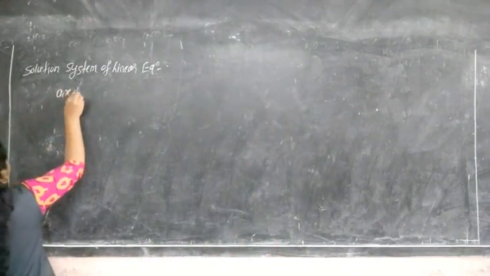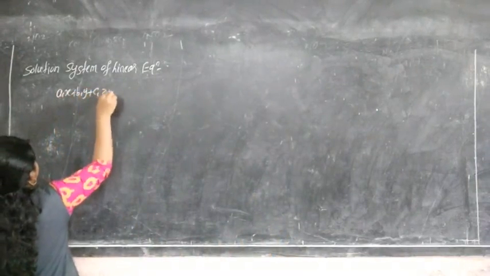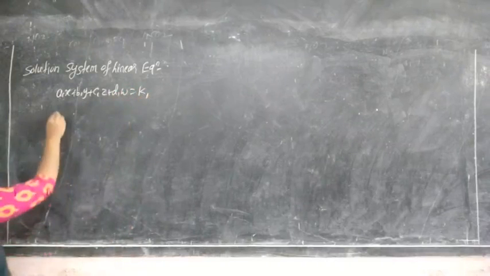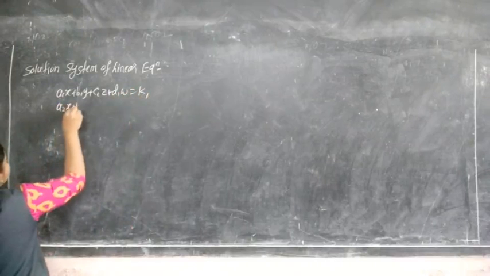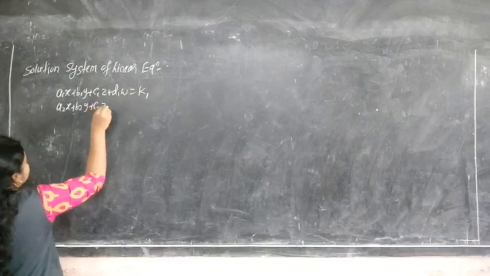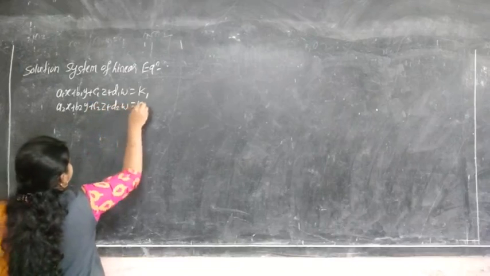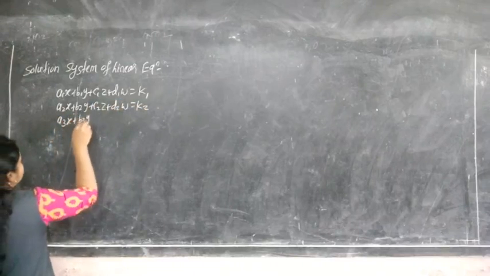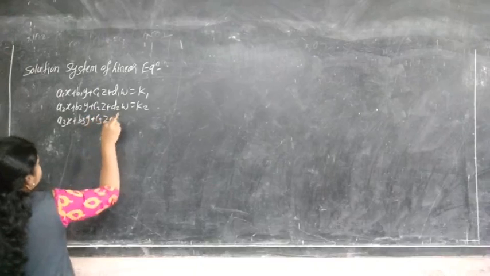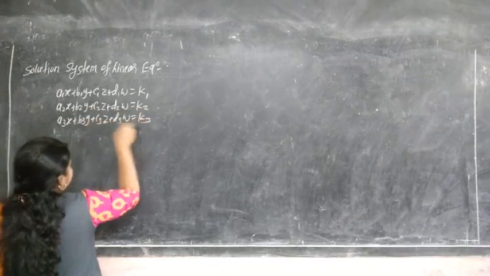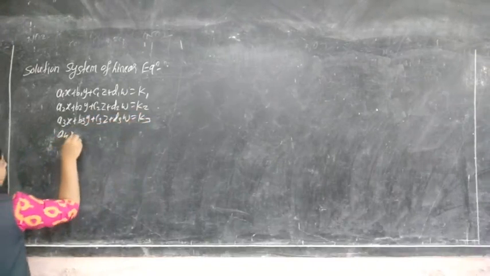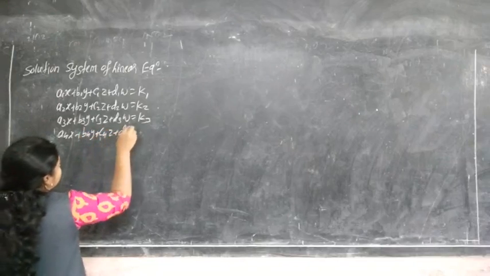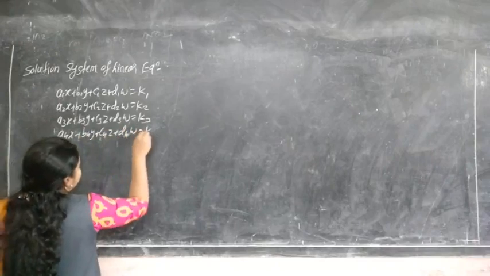a1x plus b1y plus c1z plus d1w is equal to k1. This is the first equation. Similarly, I am having a2x plus b2y plus c2z plus d2w is equal to k2. Similarly, the third one is a3x plus b3y plus c3z plus d3w is equal to k3. And the last one is a4x plus b4y plus c4z plus d4w is equal to k4.